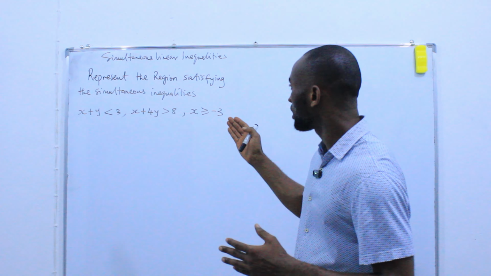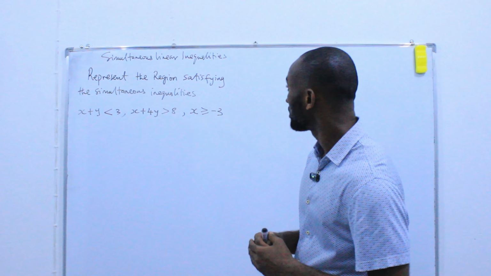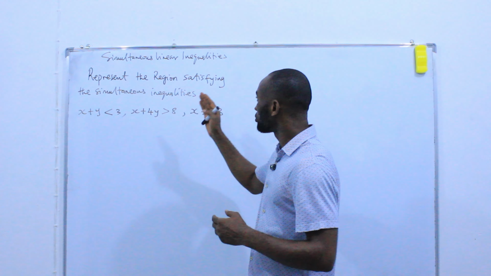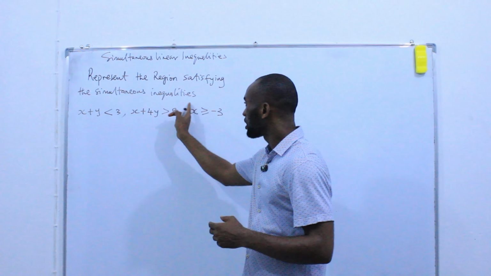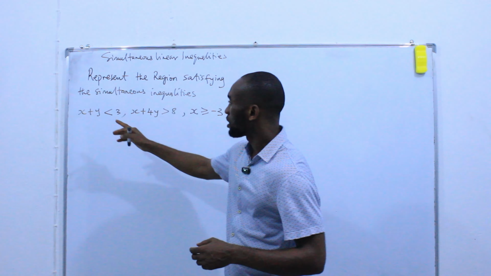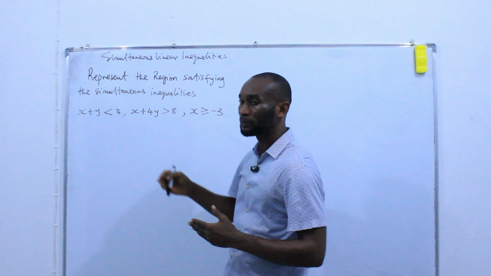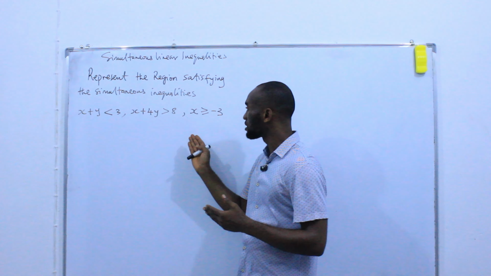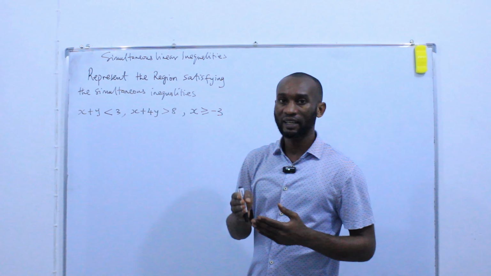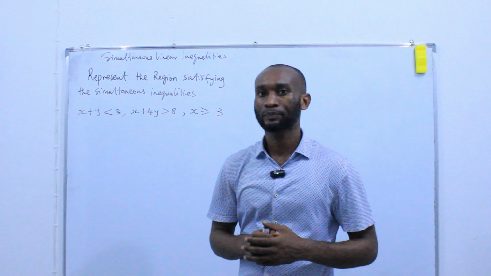The example here says, represent the region satisfying the simultaneous inequalities x plus y less than 3, x plus 4y greater than 8, and x greater than or equal to minus 3.